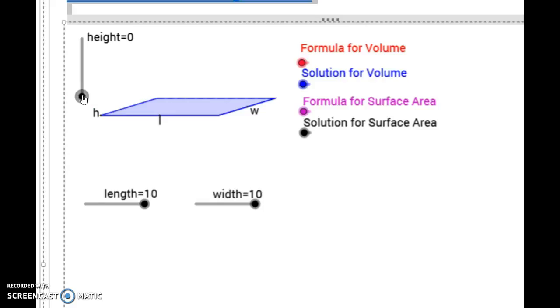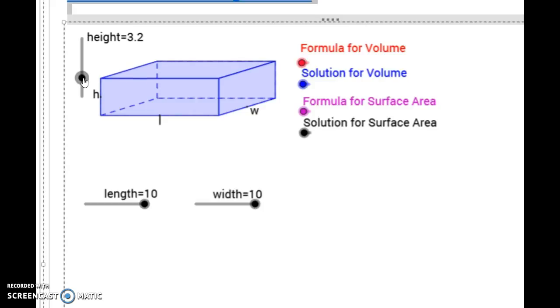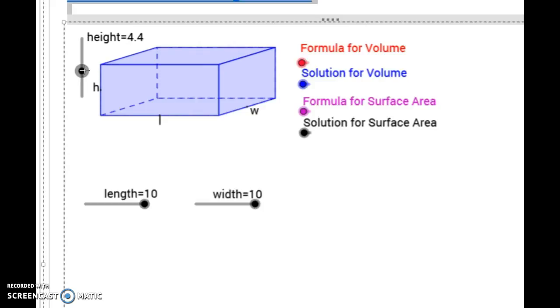As I drag this up, think about each little piece that I add as adding little thin slices of rectangles on top of each other. We're stacking those up. So as we add more and more area, what we end up getting is volume. It's the amount of three-dimensional space that this object is going to take up. In this case, it's a rectangular prism.